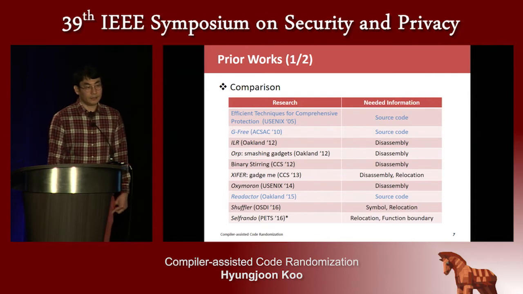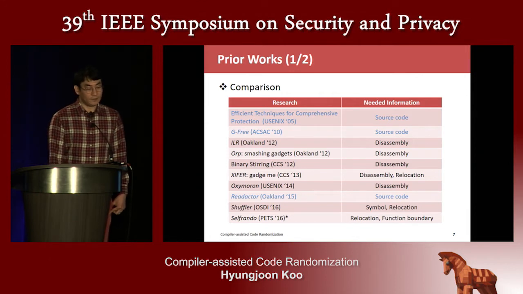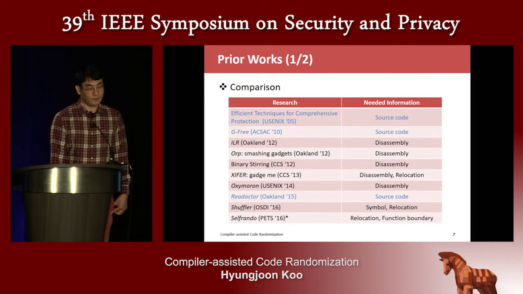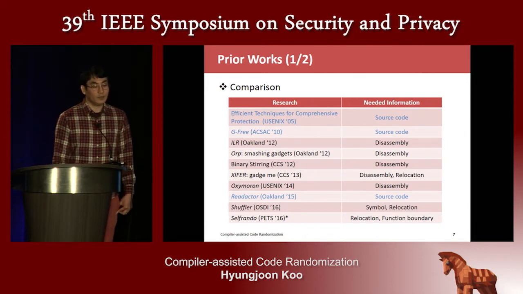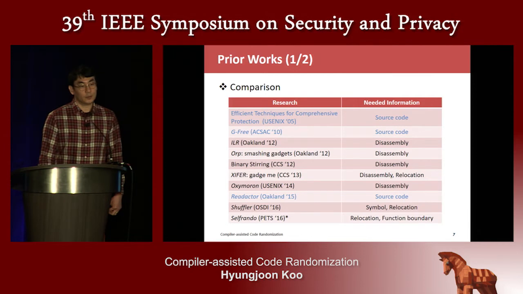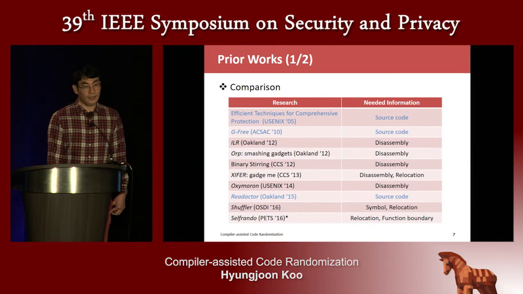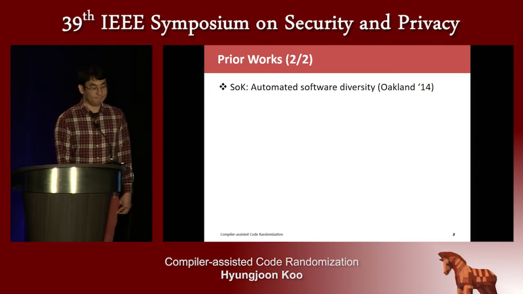Here is the comparison table that shows the needed information for binary rewriting from prior works. Some of the works require the source code itself for binary rewriting, and some works require disassembly, relocation, or symbols, and so forth. Self-rando on the bottom is the closest work to ours. They used the relocation and function boundary, and they stored it as metadata in the executable. We'll get to that later on.